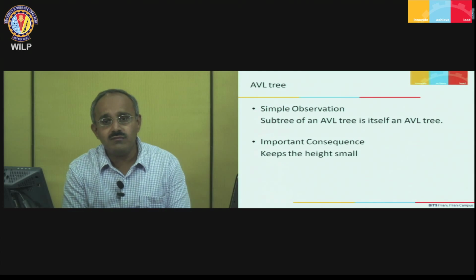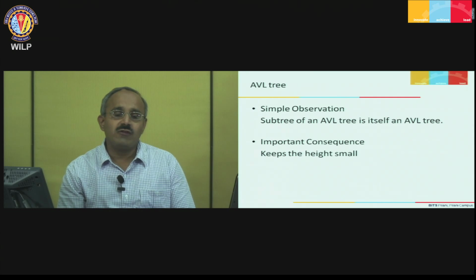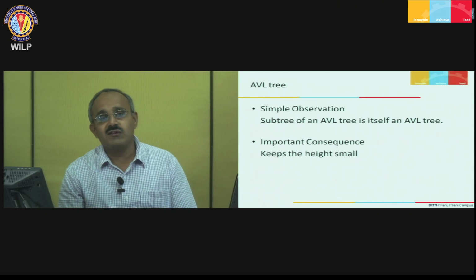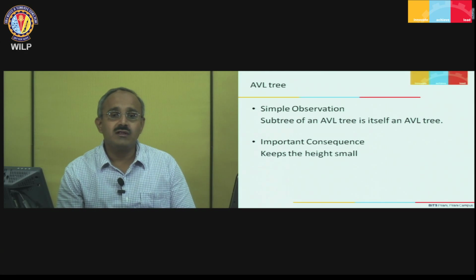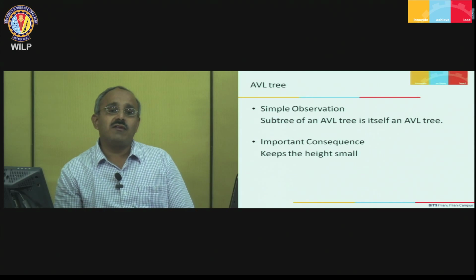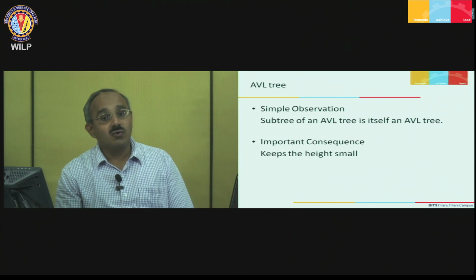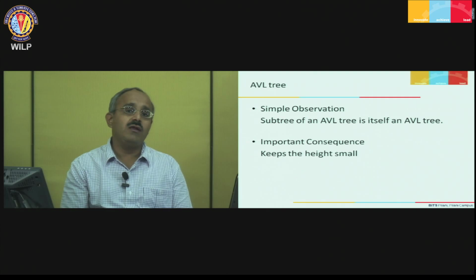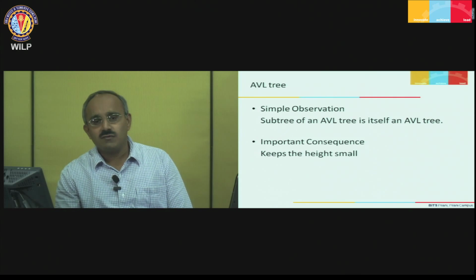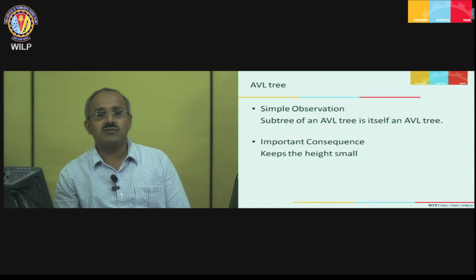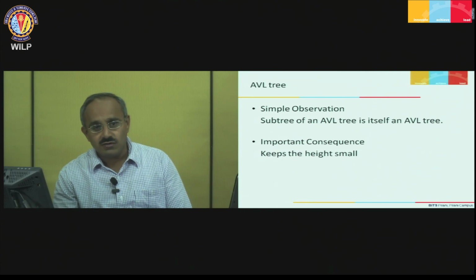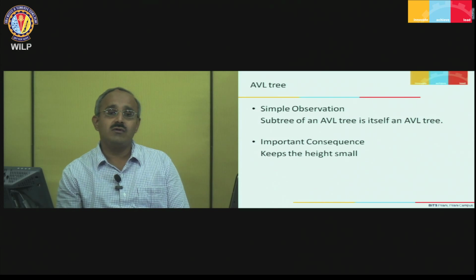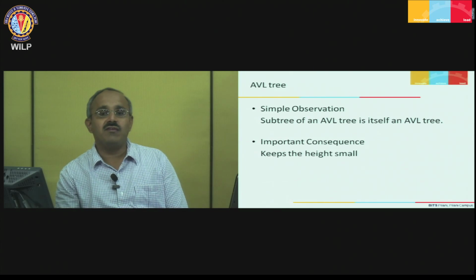A few simple observations. If I have a subtree of an AVL tree, then it is always an AVL tree, because the definition is recursive. So, if at a particular node your height balance property is satisfied, then it is also satisfied at the roots of both the left and right subtrees of that particular node. So, the left subtree and right subtree are also going to be AVL trees. So, a very simple observation is that a subtree of an AVL tree is always an AVL tree. This is going to be a crucial observation when we try to prove the important consequence of the height balancing property.